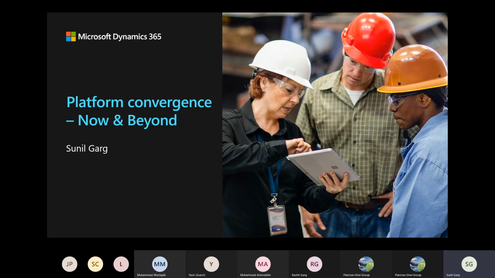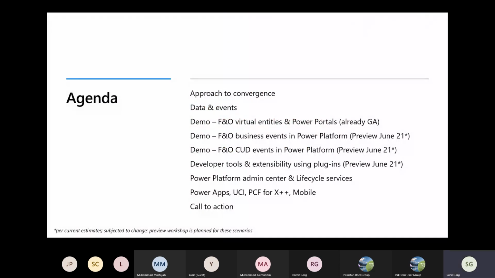So we'll talk about what are the scenarios that we are currently working on and what is the roadmap for convergence. So from an agenda perspective, we will share what is our approach to convergence, and we will then understand what are the scenarios that are getting enabled in the integrations landscape, which is what we call as data and events.